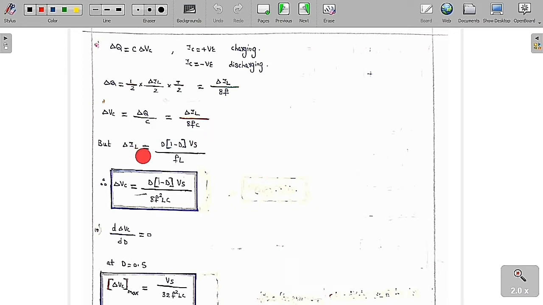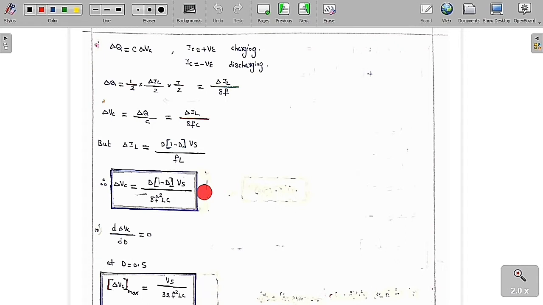But I have already told you delta IL is equal to D into (1 minus D) into Vs by F into L. This we just now discussed. So here in place of delta IL, if you substitute this equation, we are going to get finally delta Vc is equal to D into (1 minus D) into Vs by 8 F square Lc. So this is the value of the amount of change in capacitor voltage or the change in output voltage you are going to get.